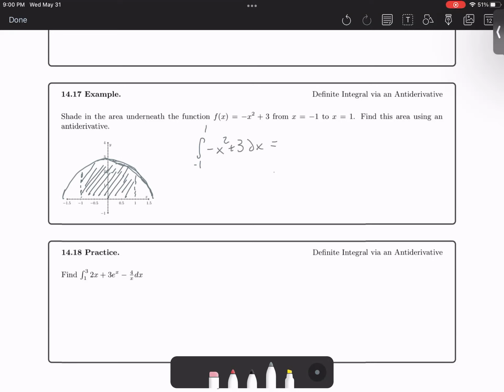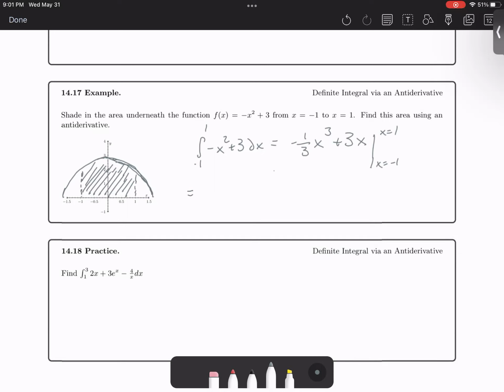All right, so we can do this using the fundamental theorem of calculus. I need to find an antiderivative and then evaluate that antiderivative at my endpoints, and find the difference. So an antiderivative will be minus 1/3 x cubed plus 3x. And again, this is a definite integral, so you don't need that plus c. Any antiderivative will do, so let's choose the simplest one. Let's evaluate this as x is at -1 and when x is equal to 1.